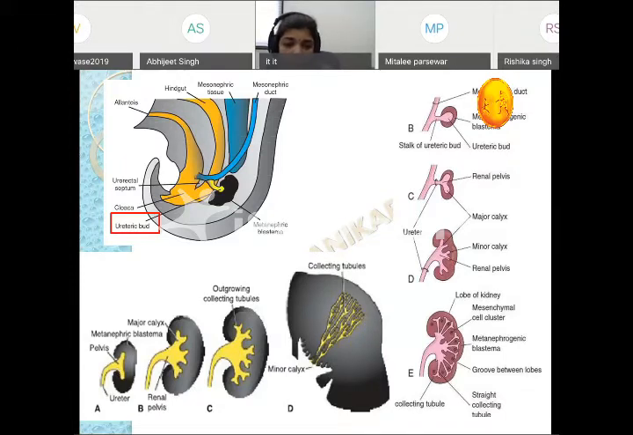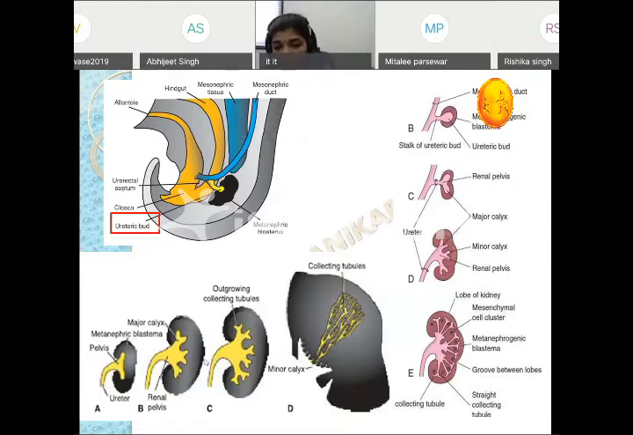Then there will be two divisions. What two divisions? One cranial and one caudal. You can see here the one cranial and one caudal. And these divisions ultimately form the major calyces. Further, each division will divide into two. And the second, third, and fourth generations of division, they absorb and form the minor calyces.